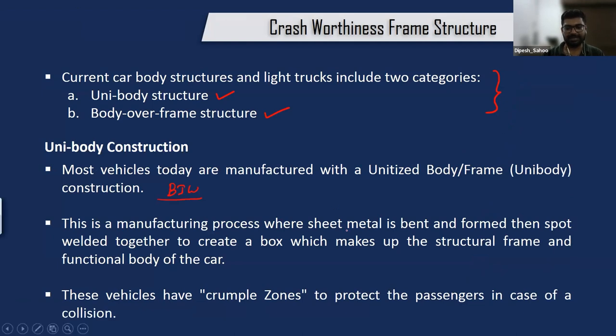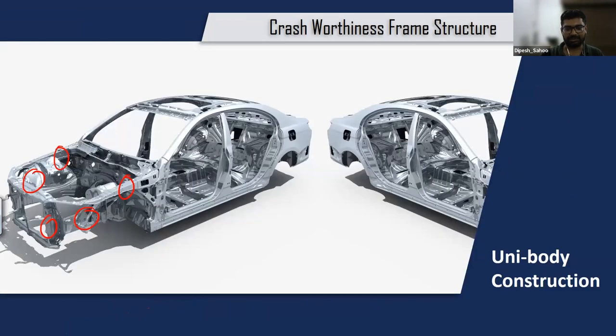This is a manufacturing process where sheet metal is bent and formed and then spot welded to create a box which makes up the structural frame and functional body of the car. These vehicles have crumple zone to protect the passenger in case of a crash. Unibody construction. Yahan pe crumple zone dekhiye, these are crumple zones. These empty regions are the crumple zones.